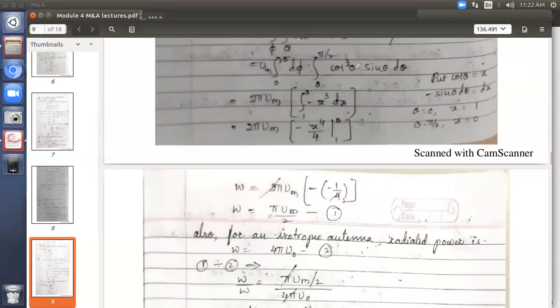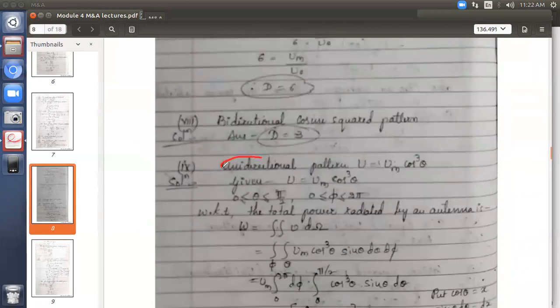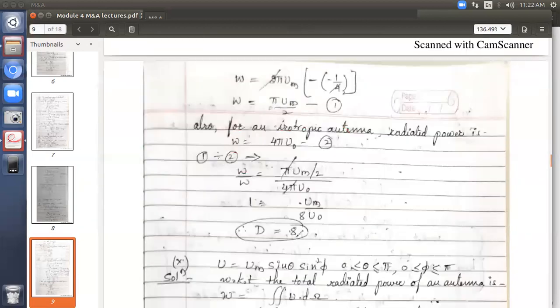I have calculated unidirectional. If I ask for bidirectional, here I have got 8, so for bidirectional, you will get 4. Half of the unidirectional.